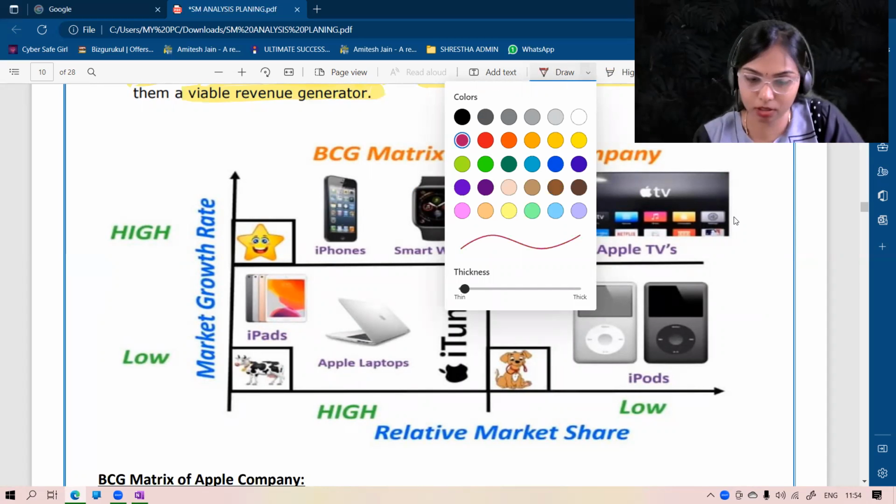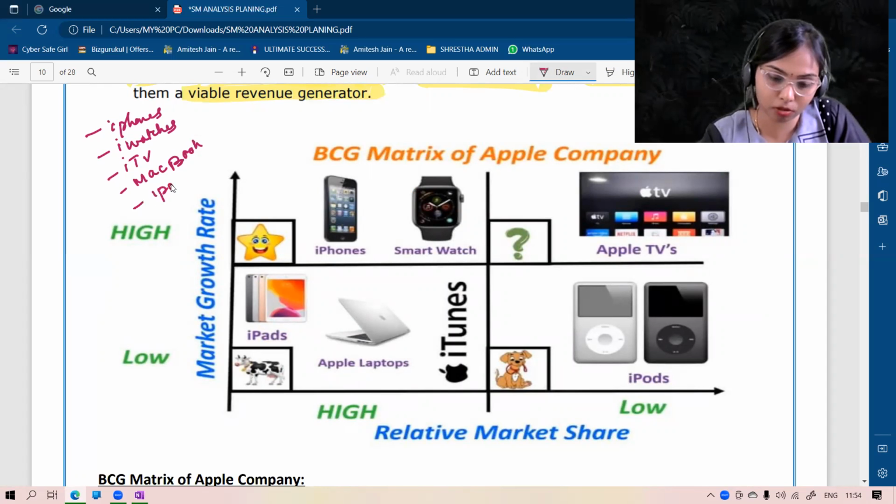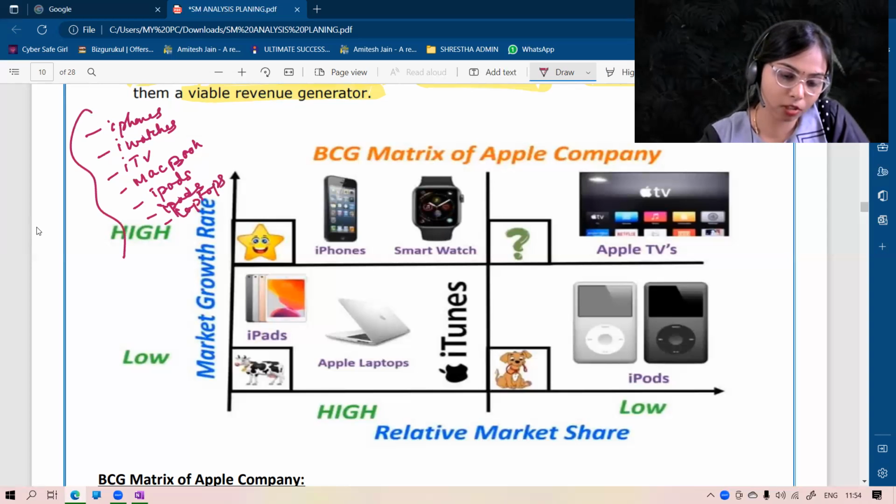So in the Apple brand, how do we do it? Let me give you the products. The products you can write are iPhones, iWatches, Apple TV, MacBook, iPods, or you can say iPads, and laptops.